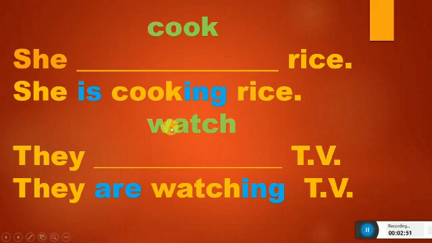Look at the other verb, watch. We have made a sentence in this way. They are watching TV. We have used are because we use they for plural, for more persons. So we have used are. They are watching TV. Is that clear now?